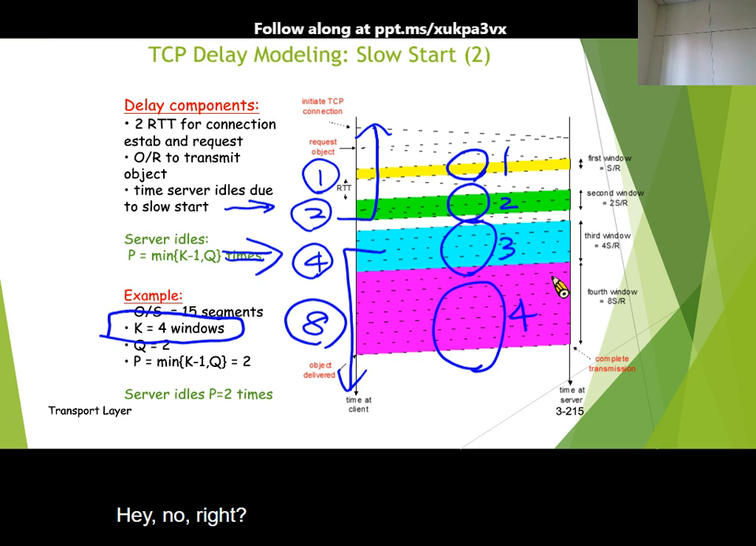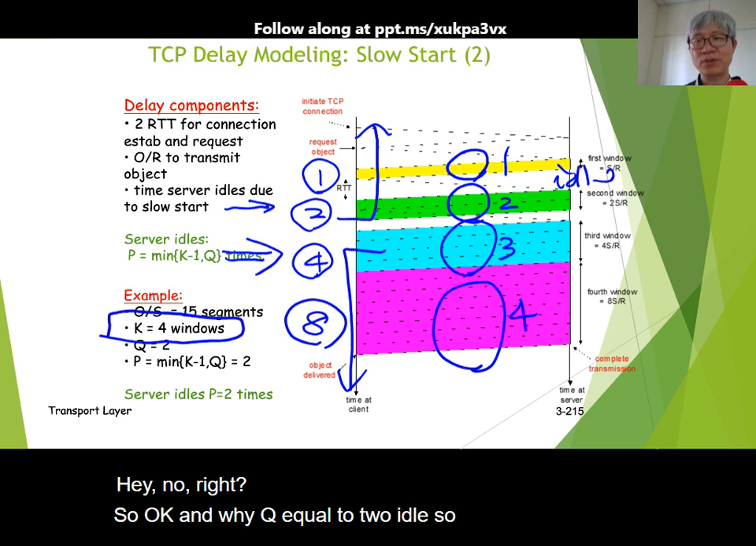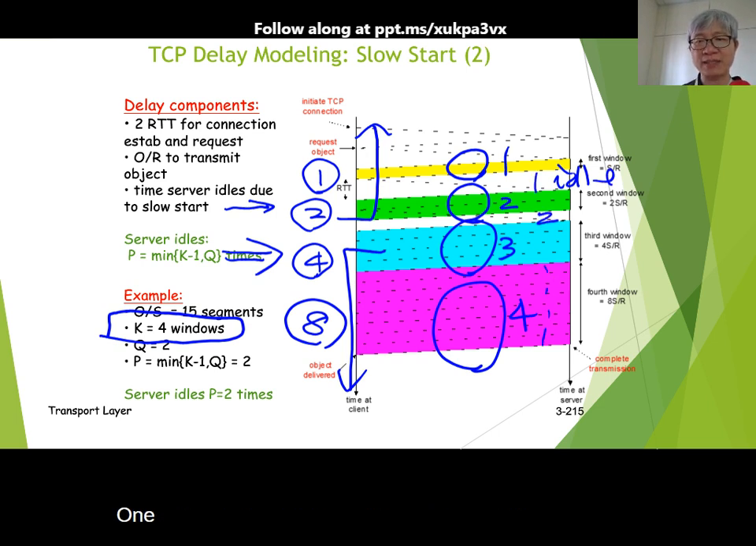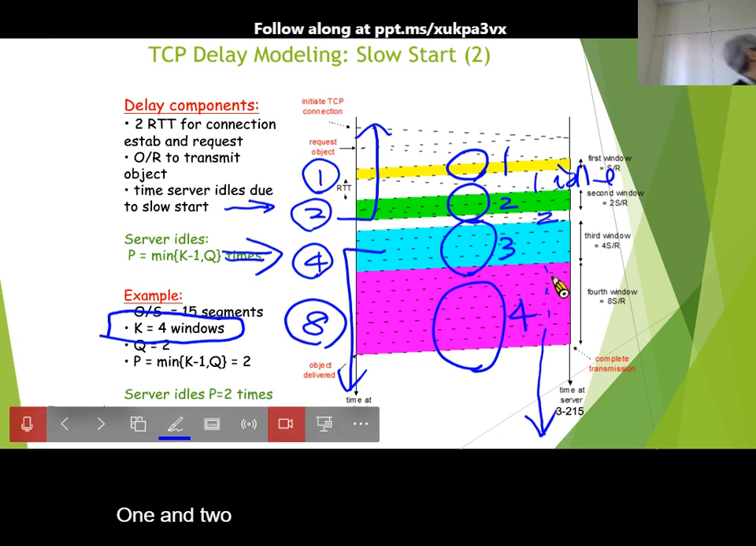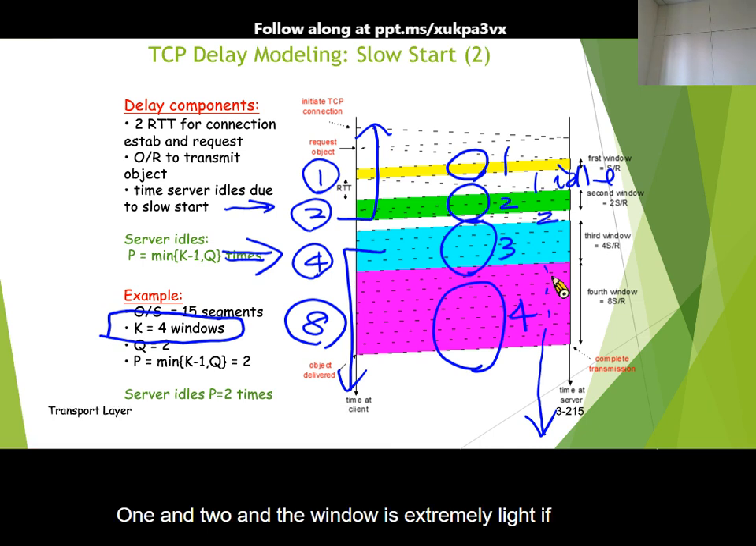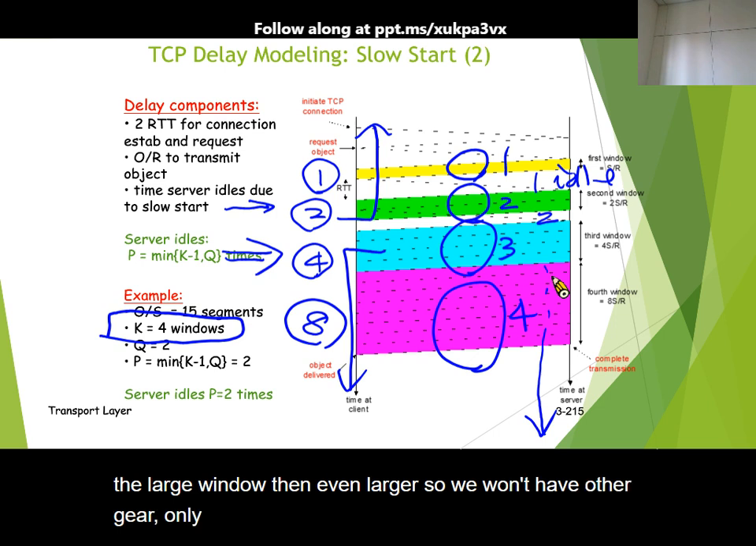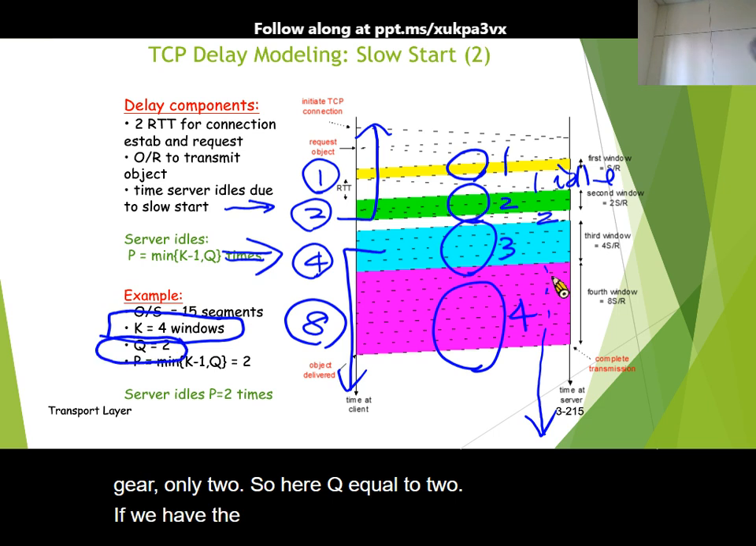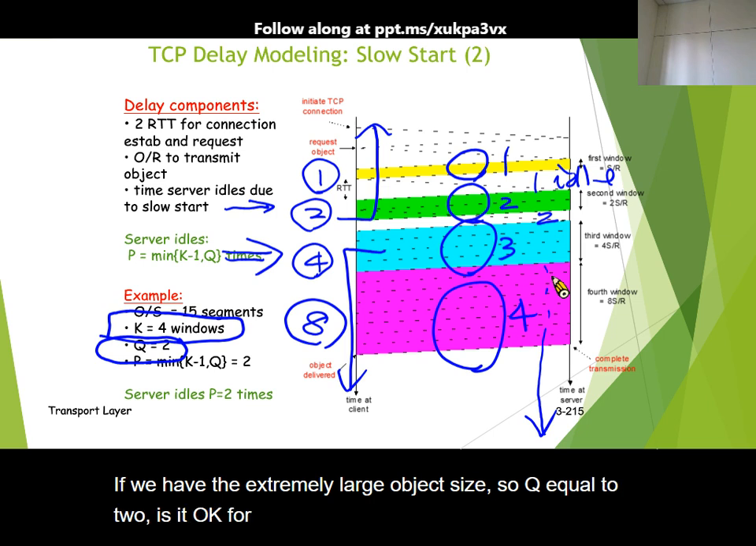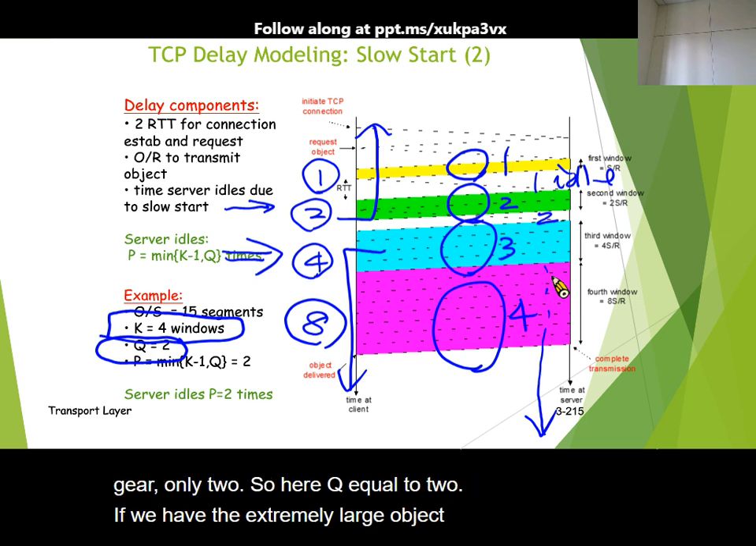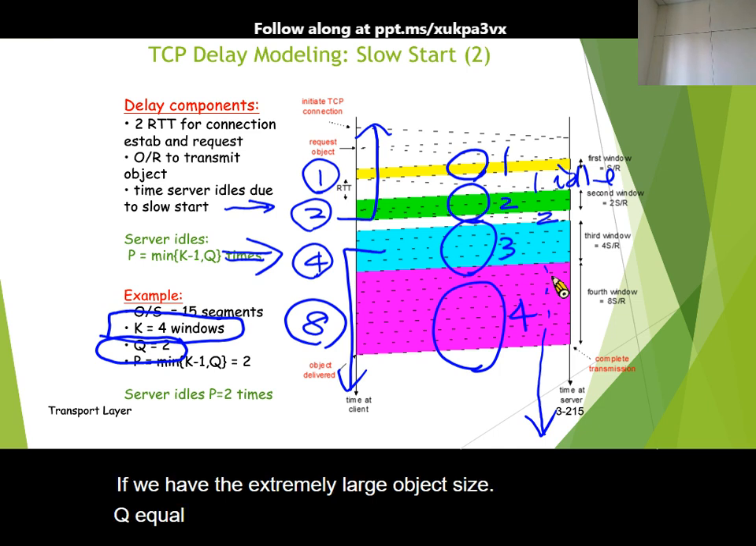So, okay for K. And why Q equal to 2? Idle. So this one idle, 1 and 2. And the window is extremely large. If we have the large window, then even larger, so we won't have the gap. Only 2. So here Q equal to 2. If we have the extremely large object size, Q equal to 2 is okay for the current example. Q equal to 2 for the current case.